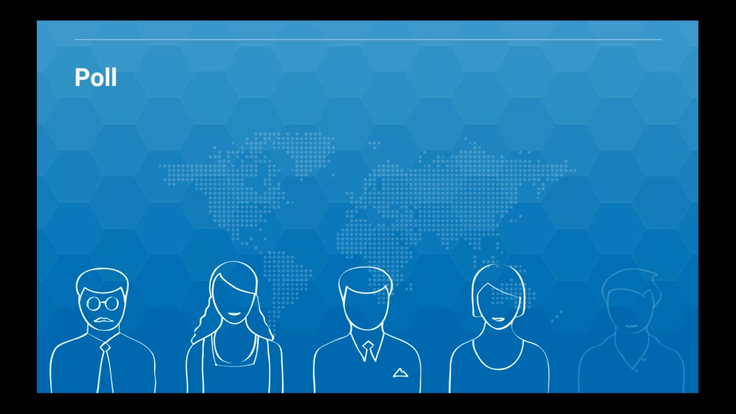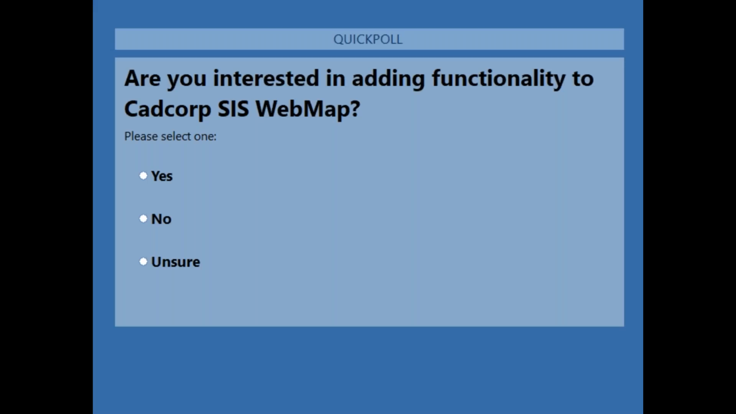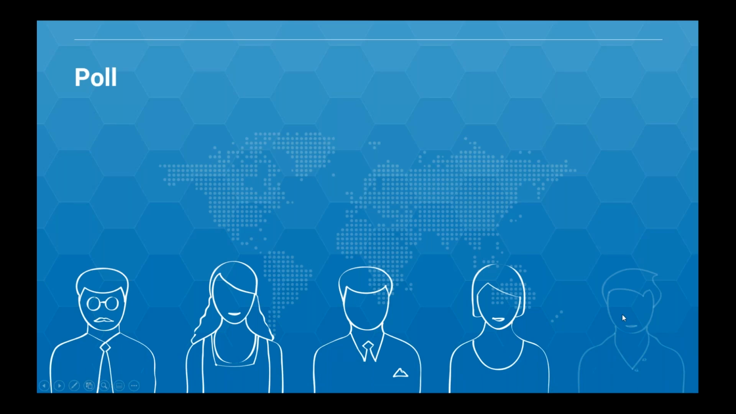So we'll close that, and then we have another poll, which you should see now, probably focused more on those who are using CADCORP SIS Web Map. The question, which you should be able to see, is: are you interested in adding functionality to CADCORP SIS Web Map? Those results are coming in now, which is good to see. The vast majority have said yes, you are interested in adding functionality, so that's really good to see. You're in the right place. We'll close that poll now. Thank you.